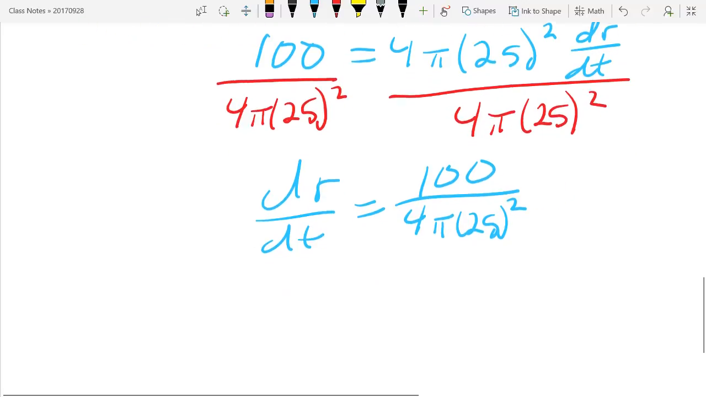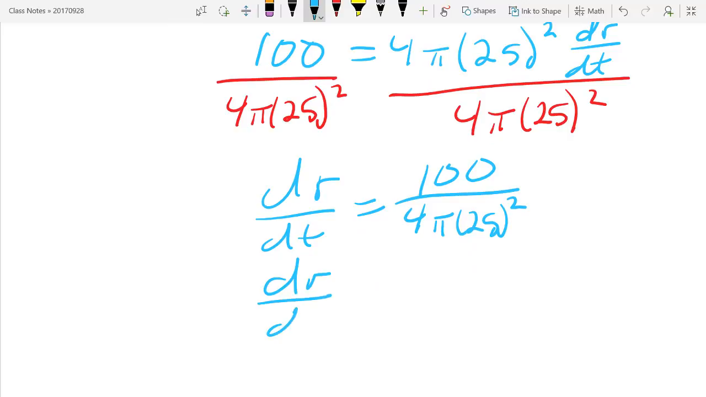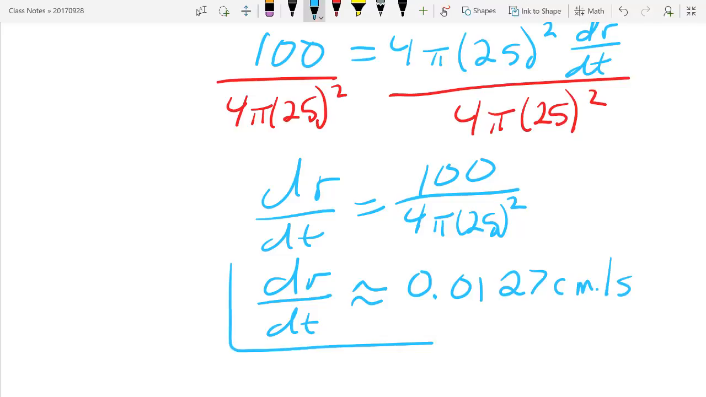I'll scroll down just a little bit. dr/dt is approximately 0.0127, okay, in this case centimeters per second.